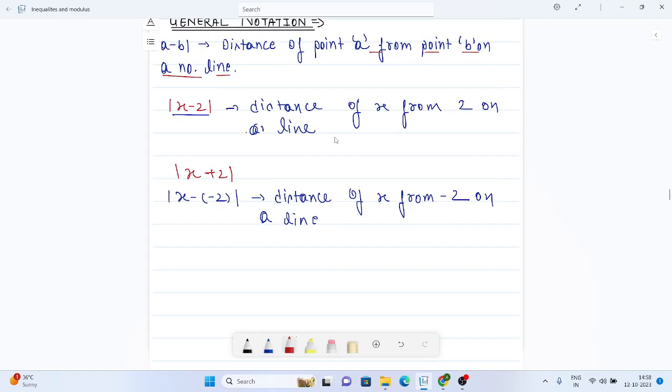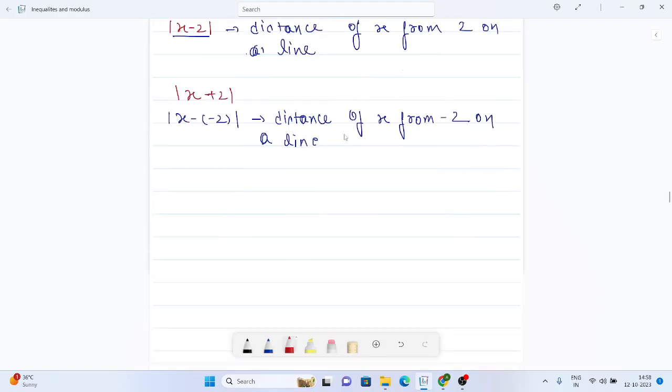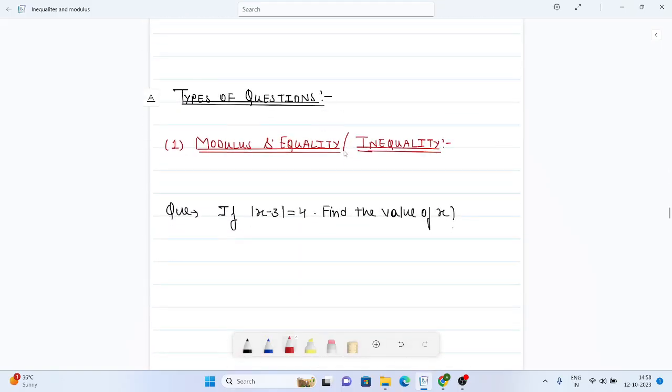You done this? Okay, then we move forward. So there are four types of questions basically asked in this. Last time we saw the general way, but 90% of the time we use the shortcut. For the shortcut, you have to remember the types and how we solve these types.